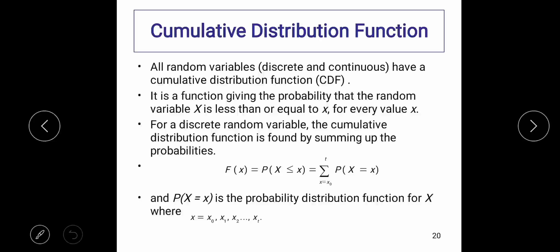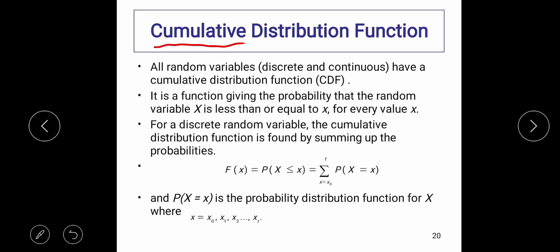We are continuing with our final part 3 for our chapter 4. We're doing the cumulative distribution function. So I hope you still understand the meaning of cumulative. What does it mean by cumulative? Meaning that you accumulate or you sum up, alright?